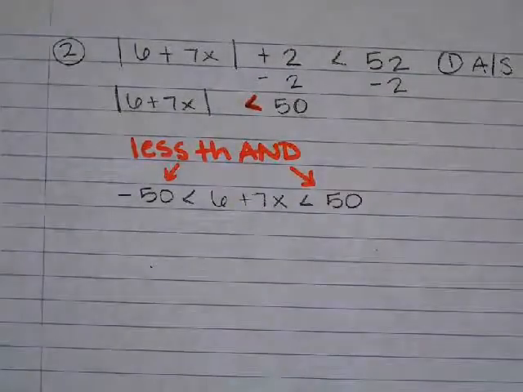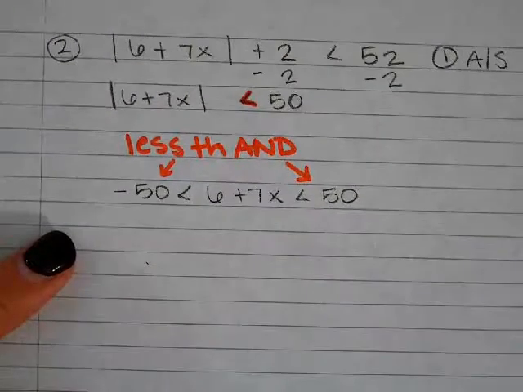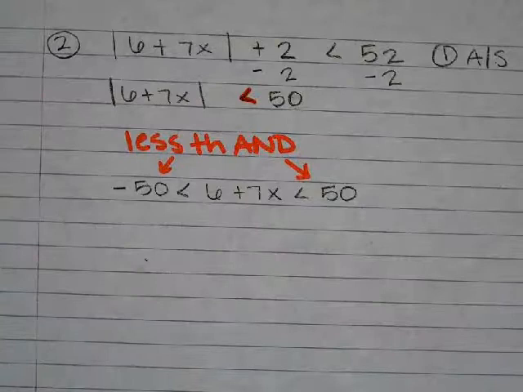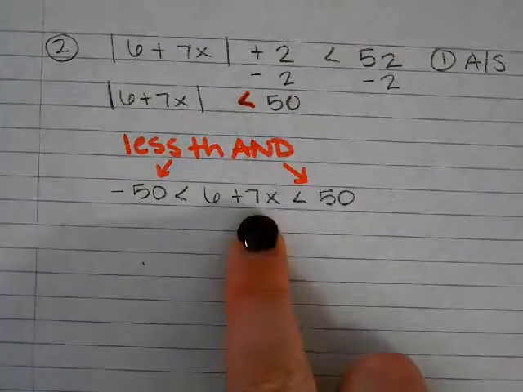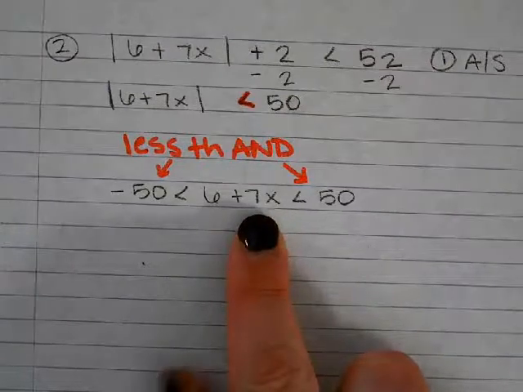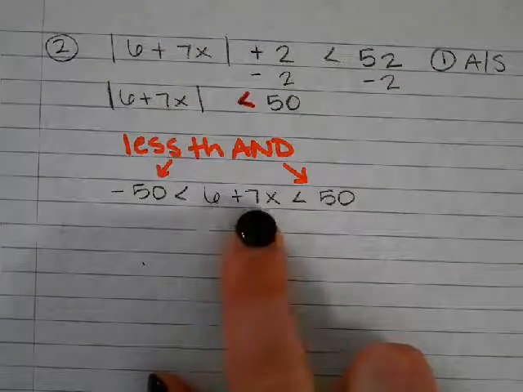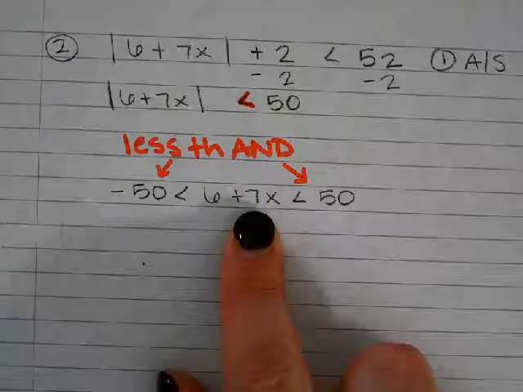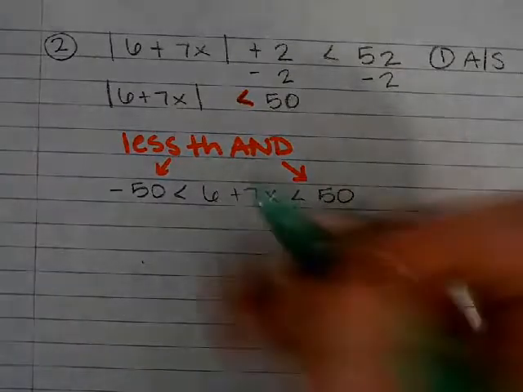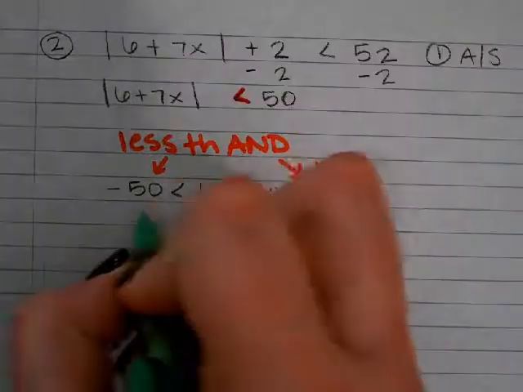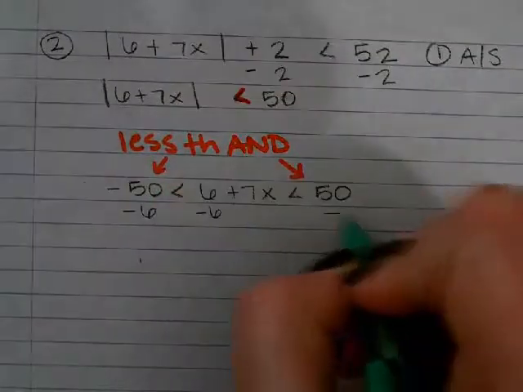So we want to get the x in the middle by itself. Should we get rid of the 6 first or get rid of the 7 first? The 6. What do we do with the 6? Subtract it. So this is kind of a weird problem because you don't have an equation with 2 sides, you have an inequality with 3 sides. So subtract the 6 from all 3 sides.